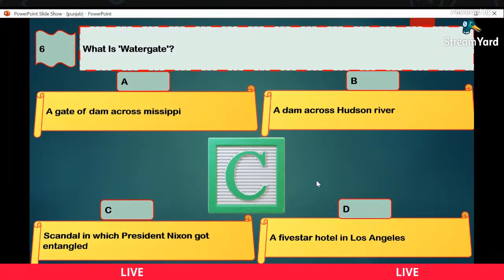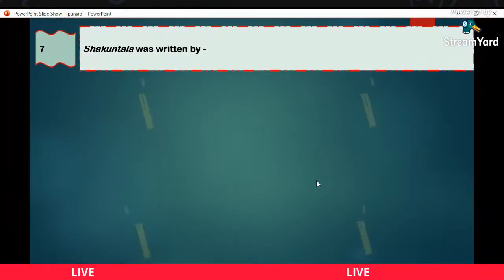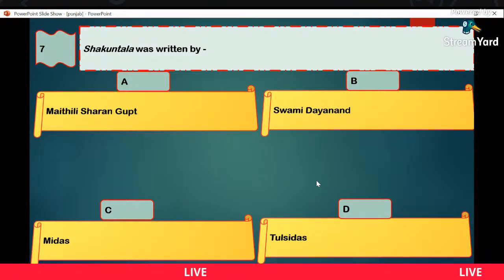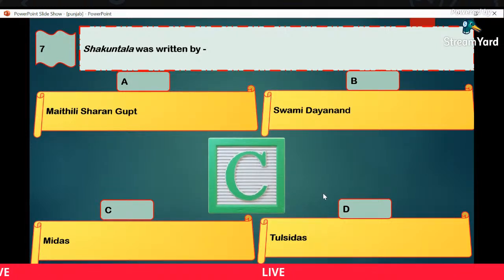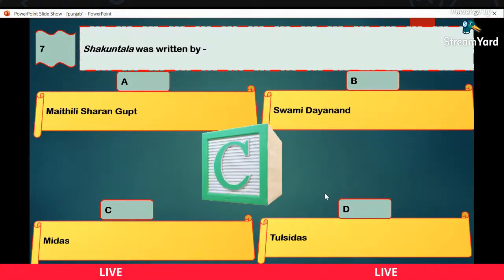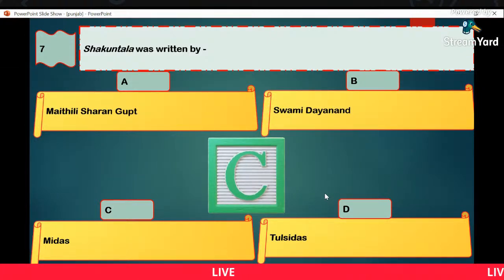Next, question number 7. Shakuntala was written by: Maitreya Sarangupt, Swami Dayanand, Kalidas, Tulsidas. Who wrote Shakuntala? Seventh. C is the correct answer. Kalidas is the correct answer for question number 7.